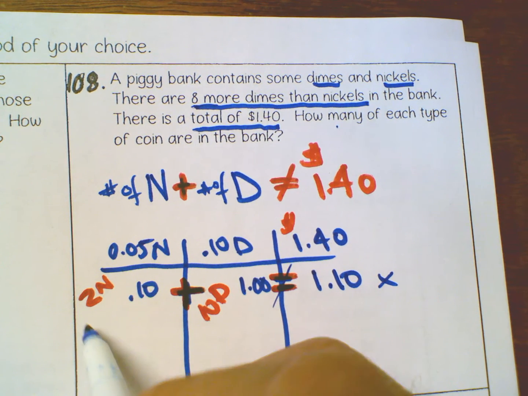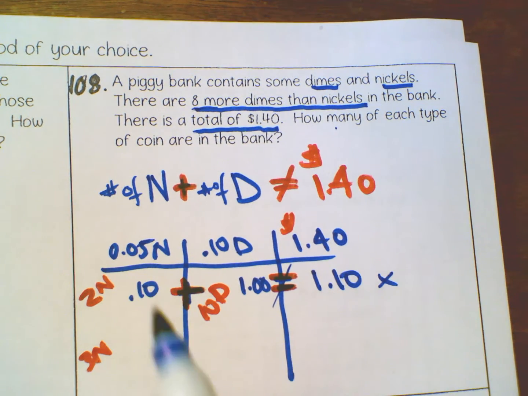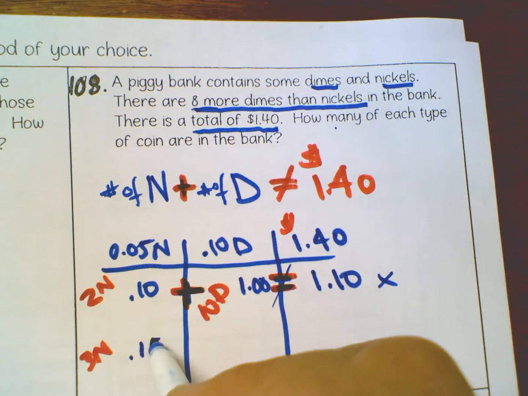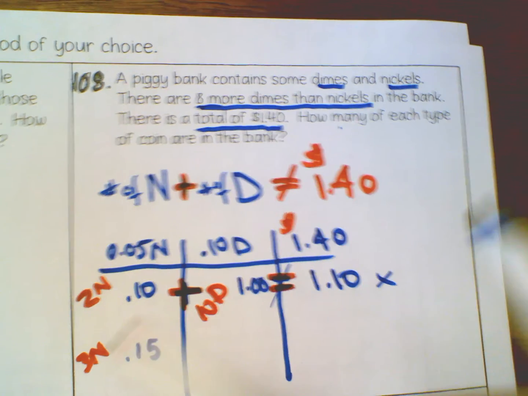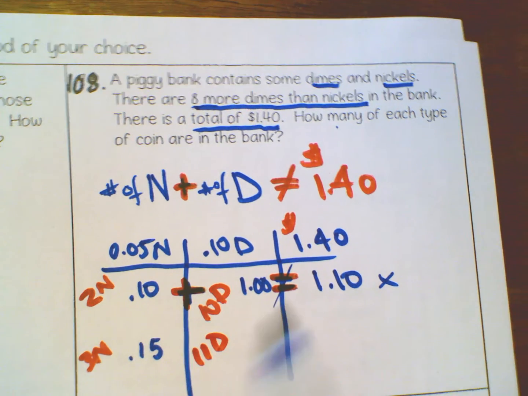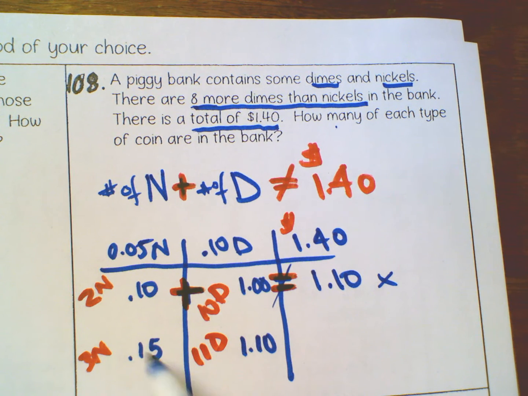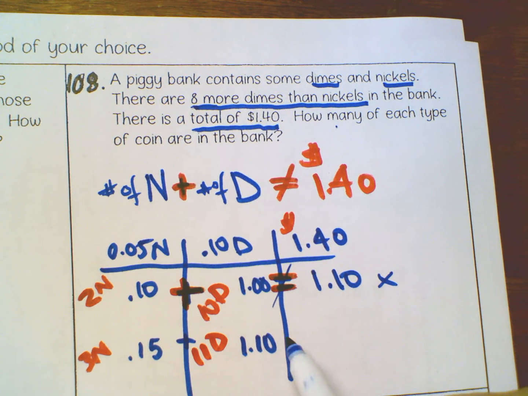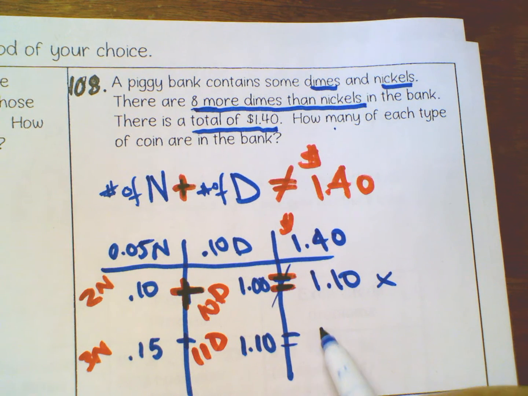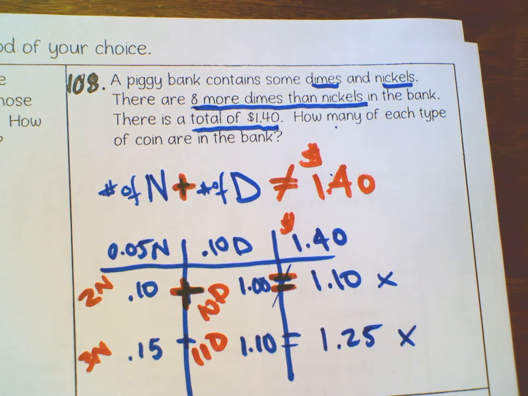So how about 3 nickels? 3 nickels would give me 15 cents, right? And there's 8 more dimes than nickels, so if there's 3 nickels, that would be 11 dimes. And 11 dimes is $1.10, correct? If I add those two values together, I'm going to get $1.25. Is that what I wanted? Nope, that's not what I wanted either.